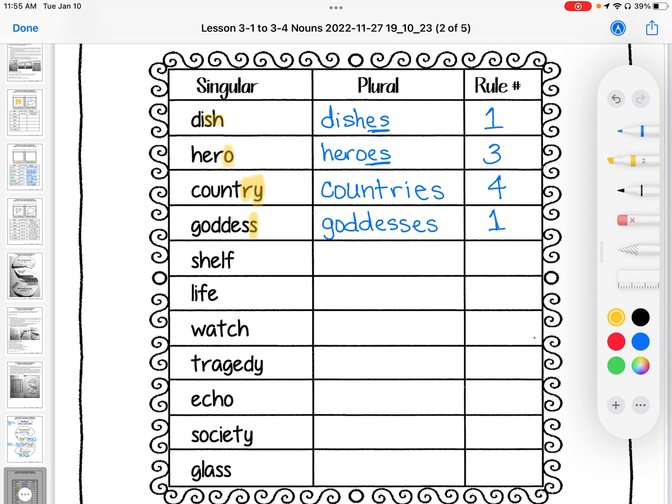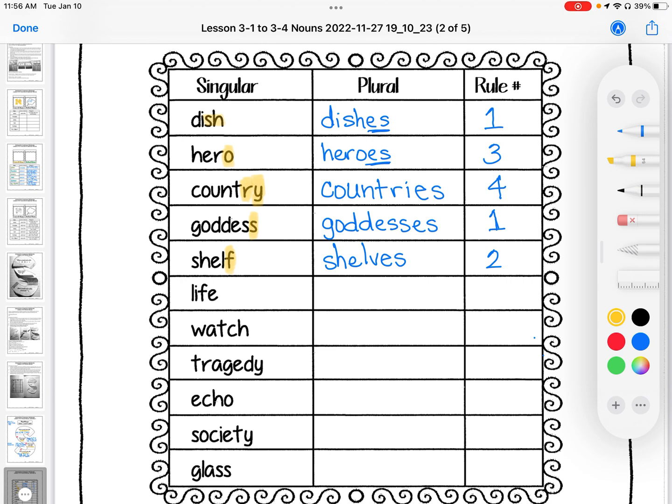Shelf ends with an F, and rule 2 says that if the word ends with an F or an FE, I change the F to a V and add ES. So everything before the F stays the same, and then I change the F to a V and add ES.